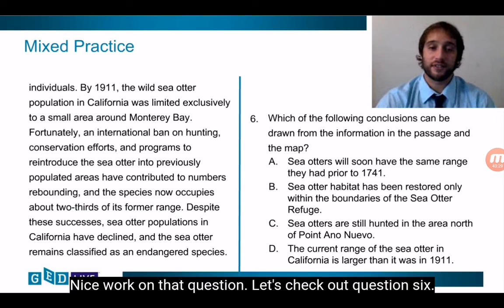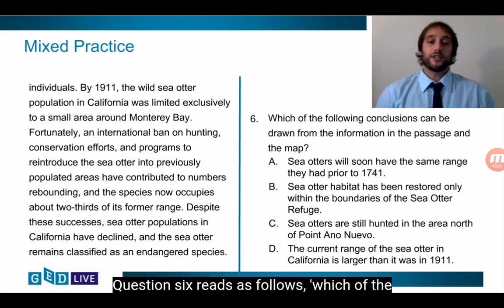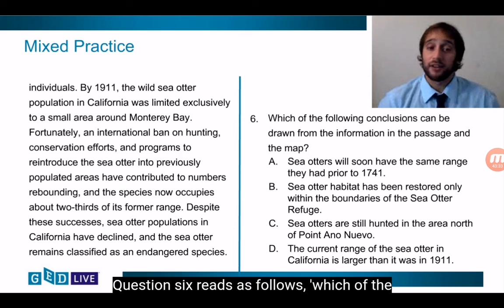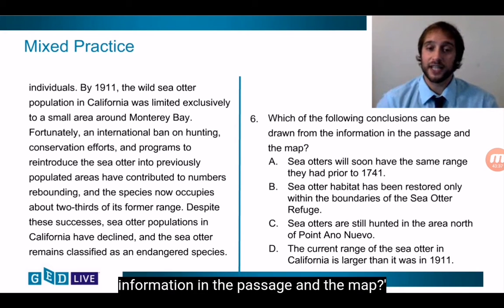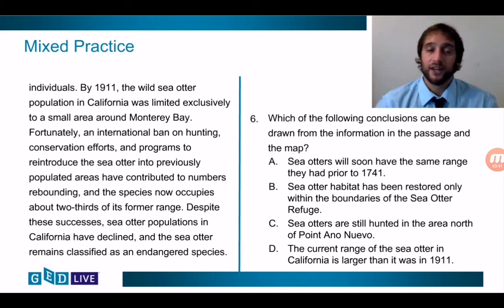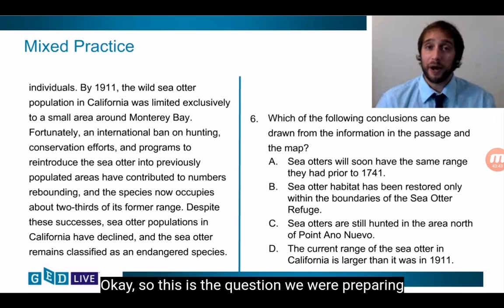Let's check out question 6. Question 6 reads as follows: Which of the following conclusions can be drawn from the information in the passage and the map? Okay, so this is the question we were preparing for that dealt with.